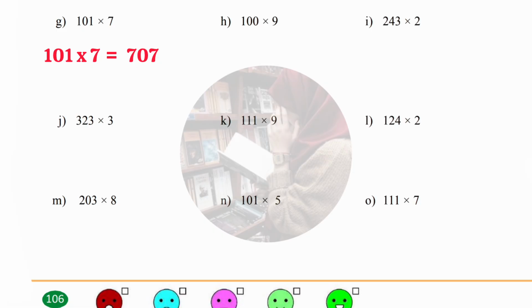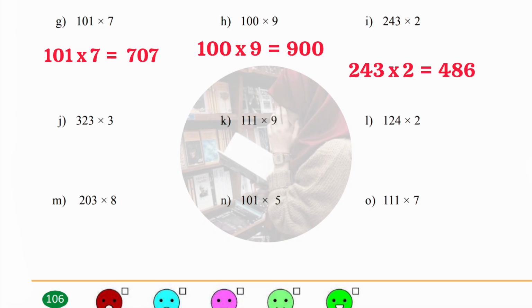Next one, 101 multiplied by 7. 7 ones 7, 700, 7 ones 7. 707 is your answer. Next one, 100 multiplied by 9. So 900, 9 1s 9. 900 is your answer. Next one, 243 multiplied by 2. So 2 3s 6, 2 4s 8, 2 2s 4. 486 is your answer.